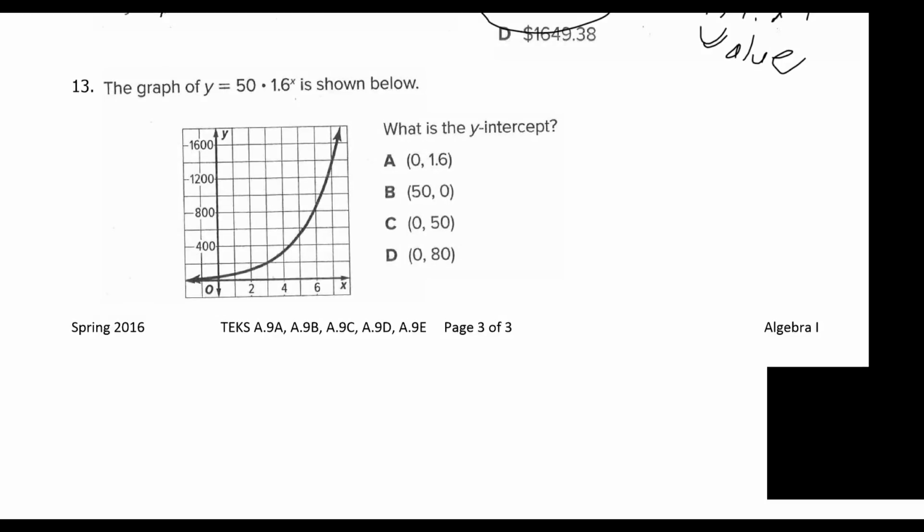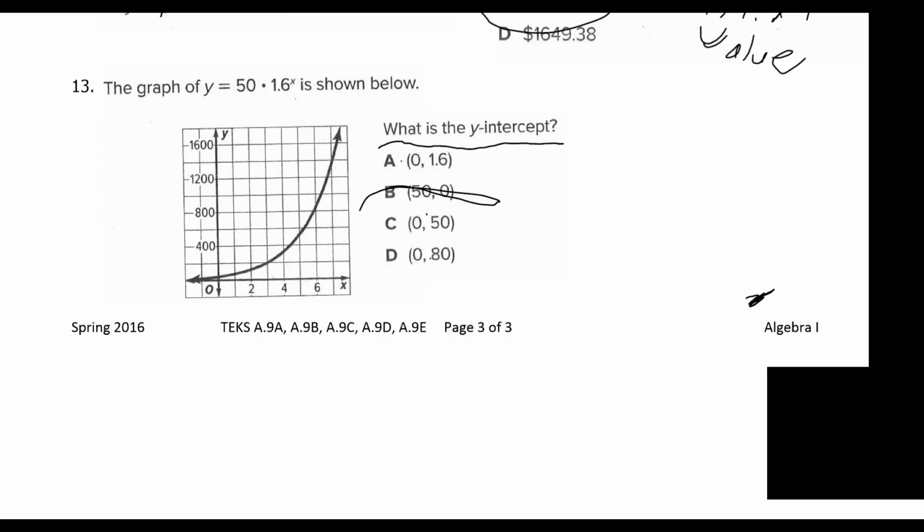Next thing, number 13, okay? We got the graph of y equals 50 times 1.6 raised to the x shown. Now, it's going to ask us, what is the y-intercept? So we know that it's going to be less than 200, all right? And we know that the y-intercept is not at negative 50, or over 50, up 0. That would be like way over here somewhere. All right? So B is out. So we've got to look at these three values.